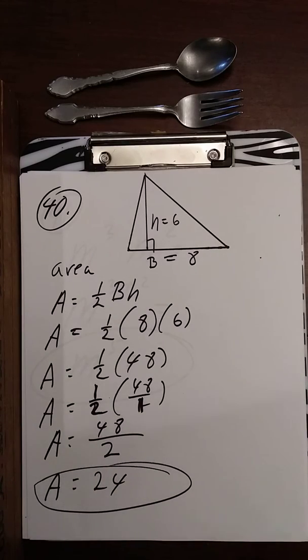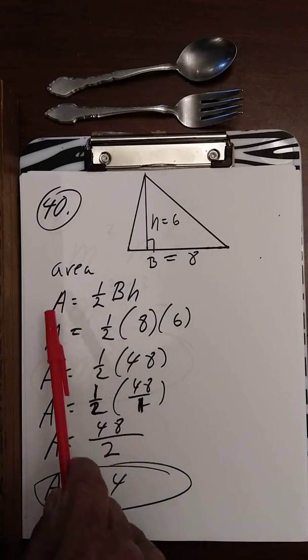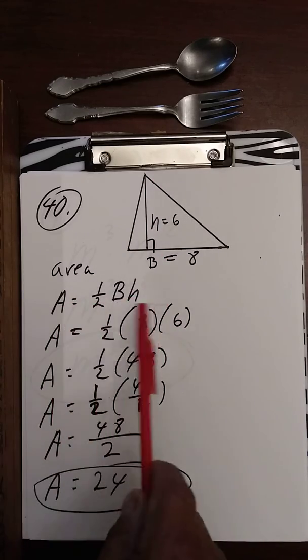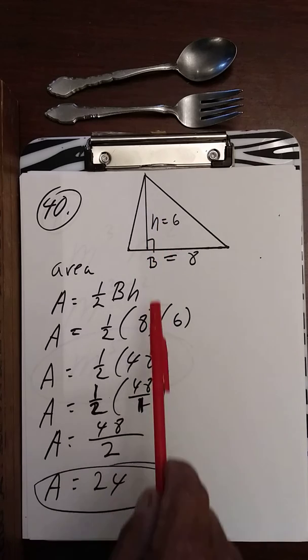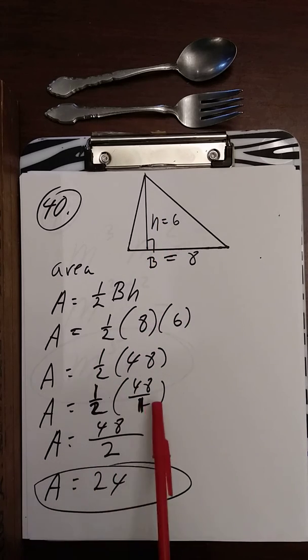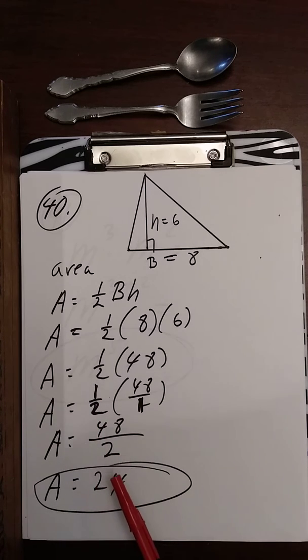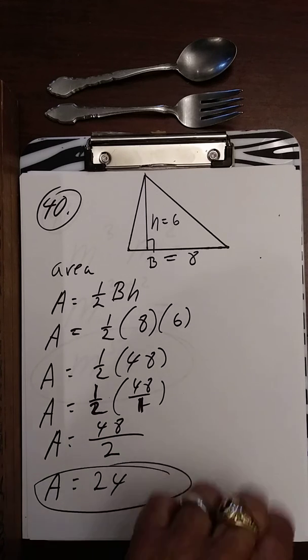Find the area of the rectangle. Oh, no, it's a triangle. Well, 1/2 base times height is the triangle. So base is 8, height is 6. 1/2 of 8 times 6. 6 times 8 is 48. 48 over 1 times 1 over 2. That's 48 over 2. And divide those two numbers, it's 24. There it is, 24.